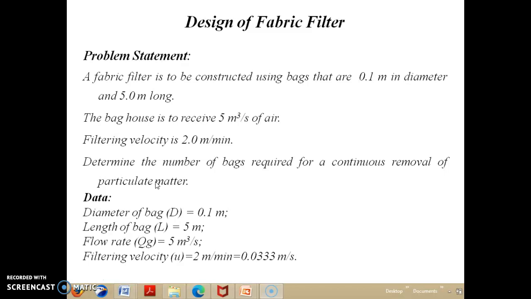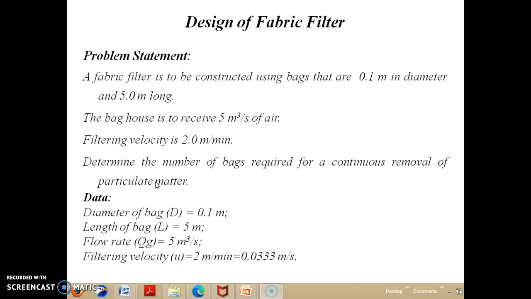So here is the problem statement. The fabric filter is to be constructed using the bags. It's a bag fabric filter which is constructed with the bags of 0.1 meter in diameter and 5 meter in length. The bag house is to receive around 5 meter cube per second of air flow rate. The filtering velocity of the fabric filter or the bag house is 2 meter per minute. So determine the number of bags required for continuous removal of particulate matter.